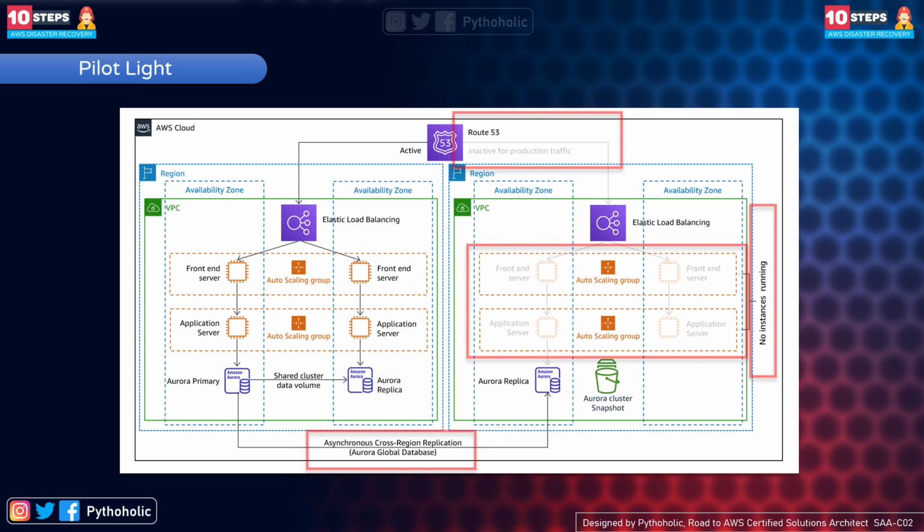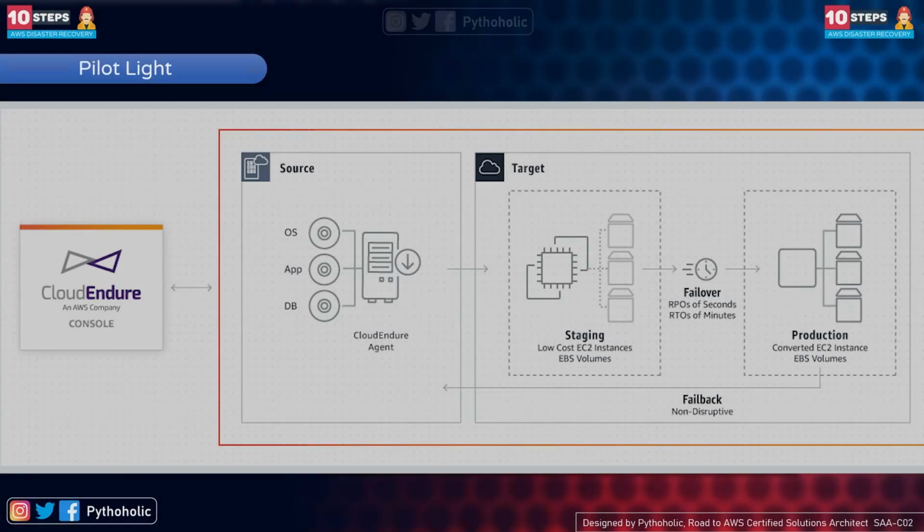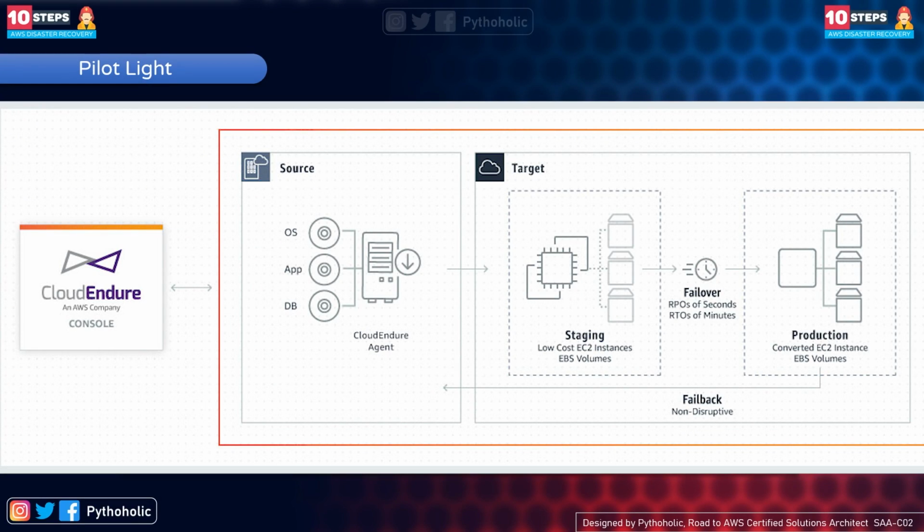For the routing, we can also make use of Global Accelerator, and based on the health check, it can direct traffic to the appropriate endpoint. And as we already mentioned before, the application servers are turned off here. We can also make use of CloudEndure for our disaster recovery if we wish to have our data centers or on-premise locations restored onto the cloud.